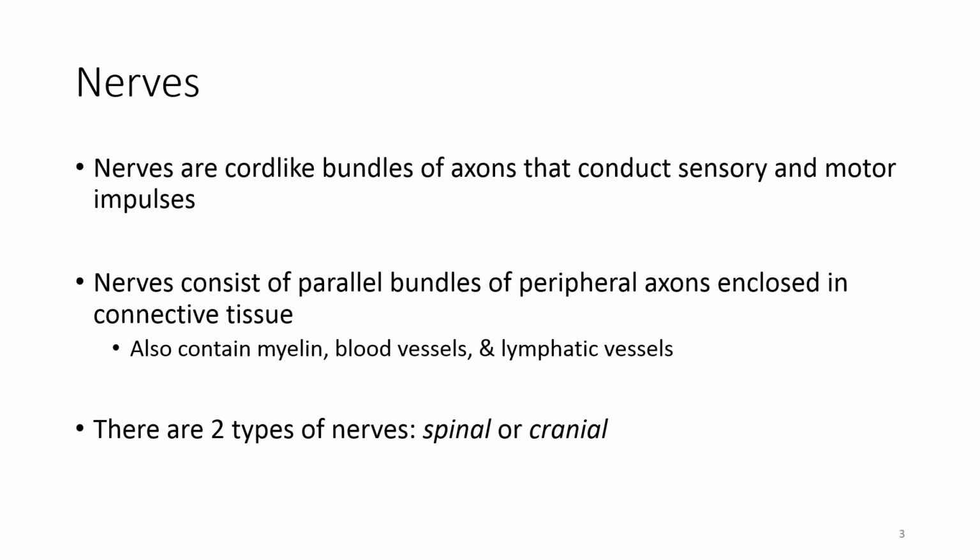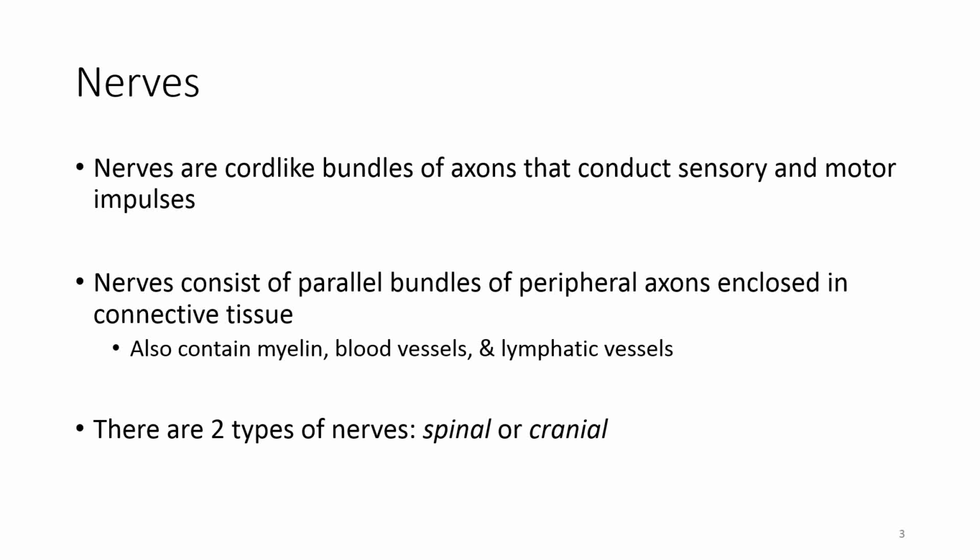So nerves themselves are just bundles of axons, and so if you guys remember, an axon is just that long extension off of a cell body that is going to carry an action potential to either the brain or spinal cord, if it's a sensory one, or to a motor unit, if it's a motor nerve or a motor neuron. So nerves consist of parallel bundles, meaning that the axons are running next to each other, of peripheral axons, so ones that are outside of the central nervous system, enclosed in connective tissue. And we're going to look at those types of connective tissue here in a second.